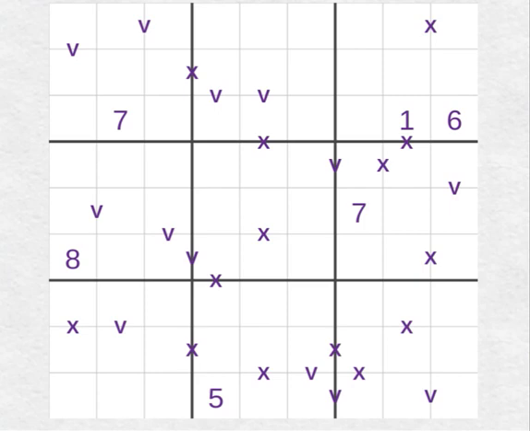Alright, so what I have here is an XV Sudoku, and it's a Sudoku variant, and this is a hard level XV Sudoku. This is today's XV Sudoku on the Sudoku Central website, and it's in the UK.